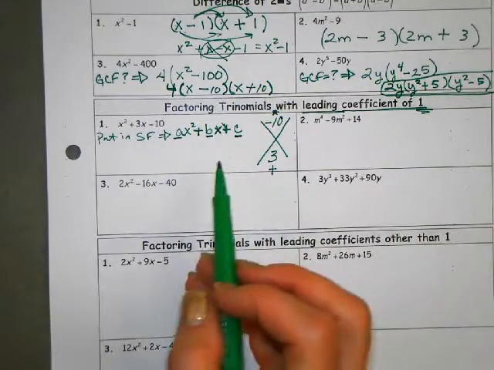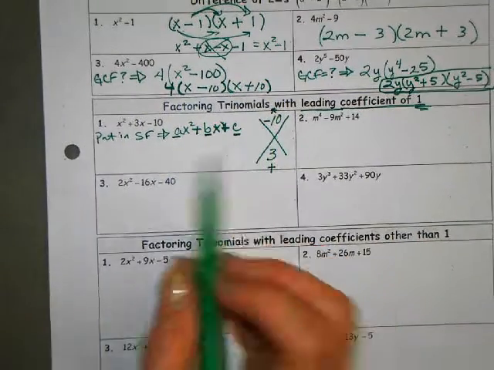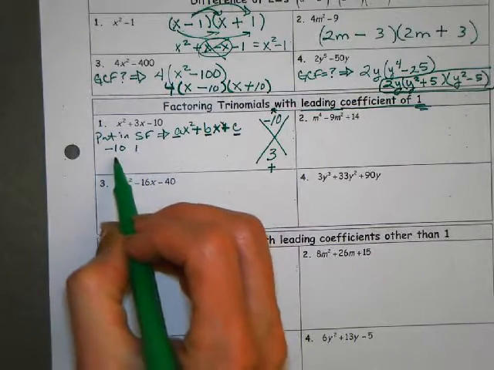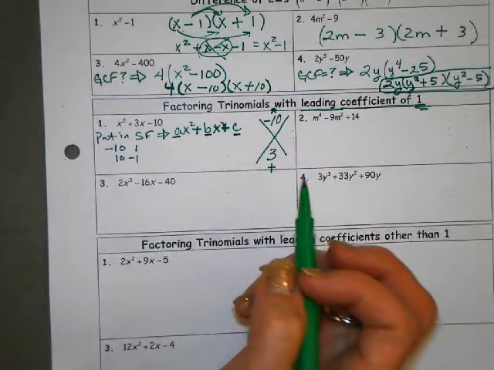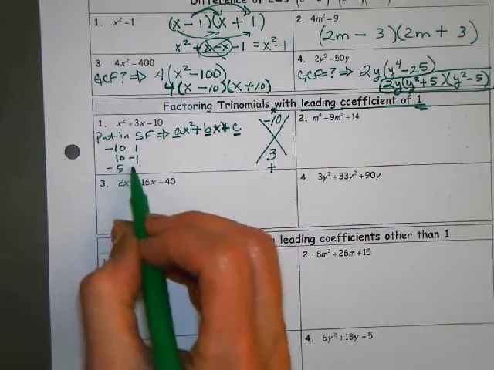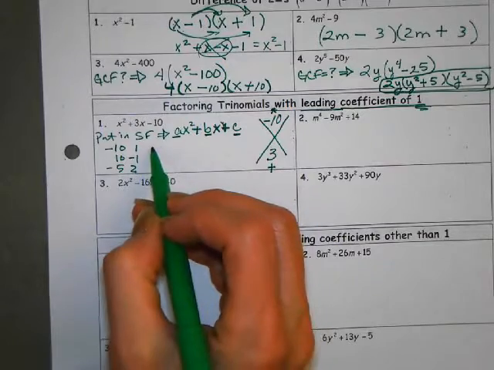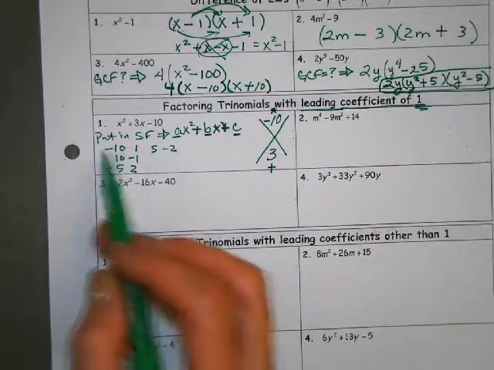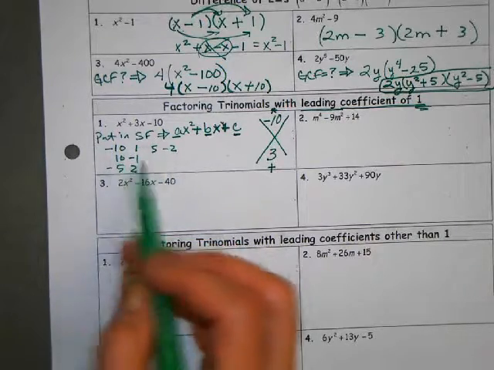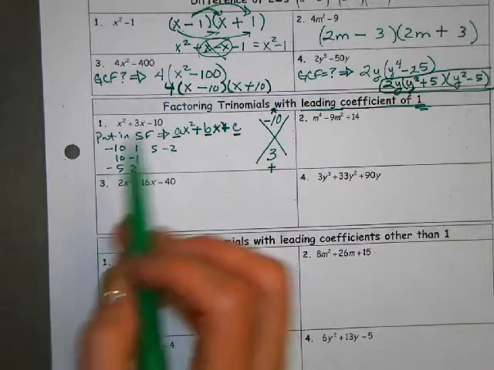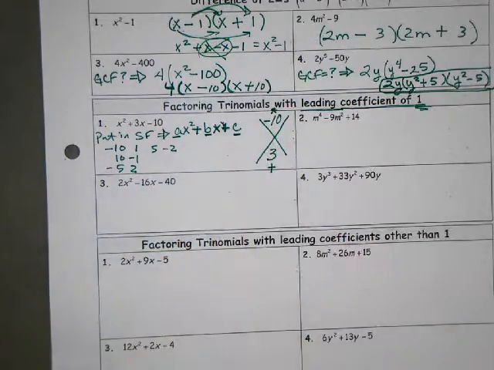Okay? So I'm going to look at factors of negative 10. Well, what are factors of negative 10? Negative 10, 1, 10, negative 1. What else? 2, negative 5, 5, negative 2. Okay? So you're trying to break down all those different factors of negative 10. So those will multiply together and give me negative 10, correct?